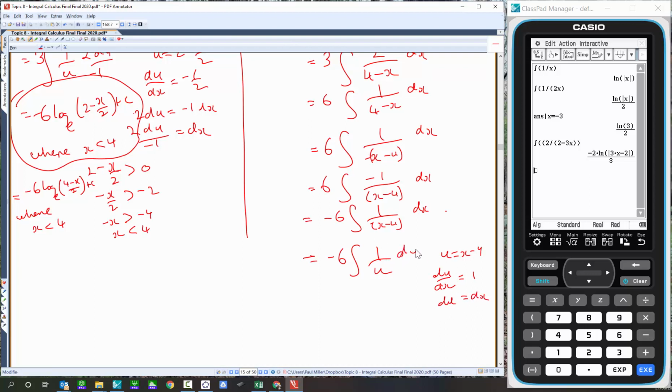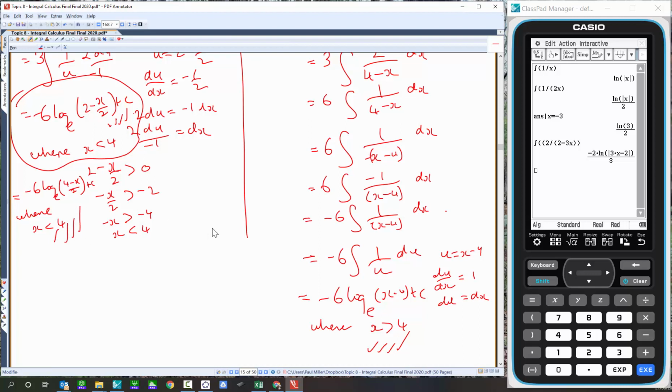So we can just slam in a u here. Now that means that it's -6 log e, what was u? It was x take 4 plus c, where you can see that one straight away, x greater than 4. Right, again, perfectly correct answer.